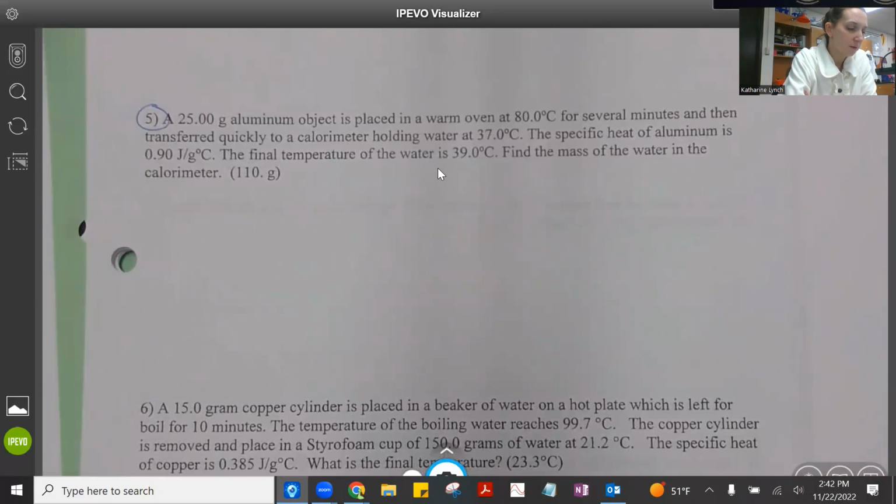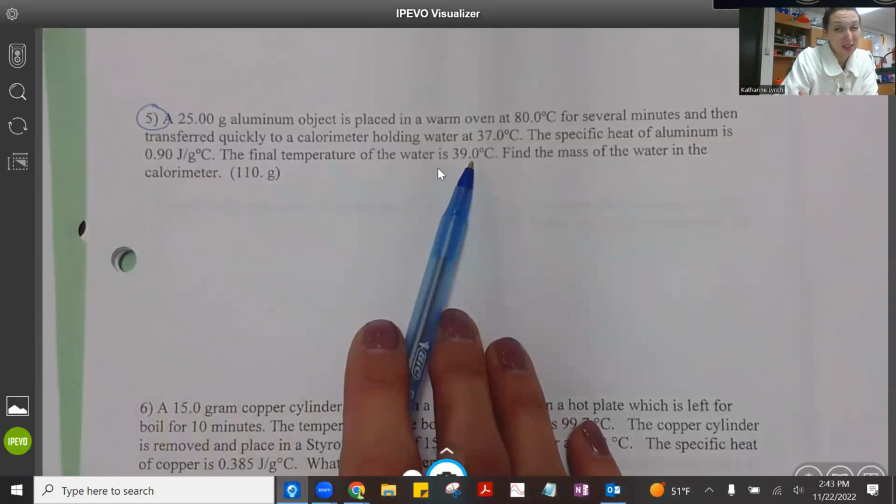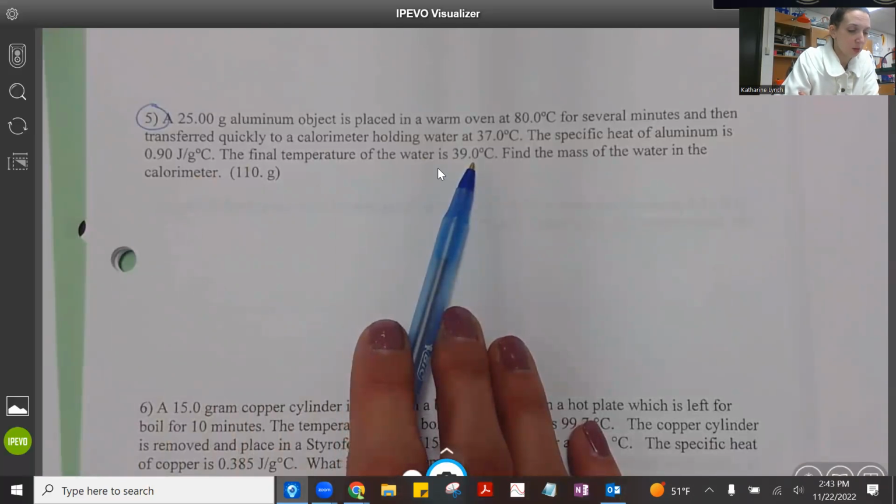But starting with number 5, we know a 25-gram aluminum object is placed in a warm oven for several minutes and then is transferred quickly to a calorimeter, or your styrofoam cup, of water at 37 degrees Celsius. Specific heat of aluminum they provide us at 0.90 joules of energy to raise 1 gram of aluminum 1 degree Celsius. Our final temperature of the water, which has the aluminum in it, so it's also the final temperature of the water, is 39 degrees Celsius. We want the mass of the water in the calorimeter.